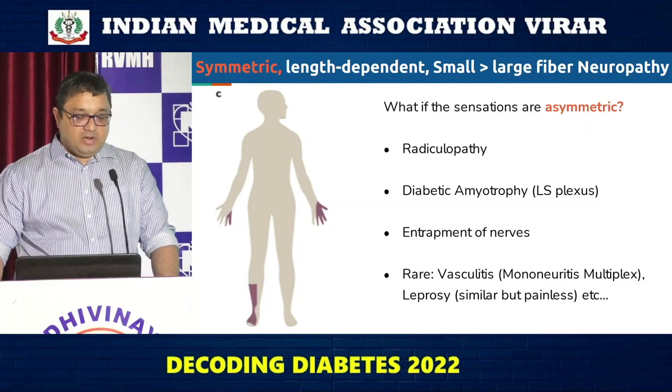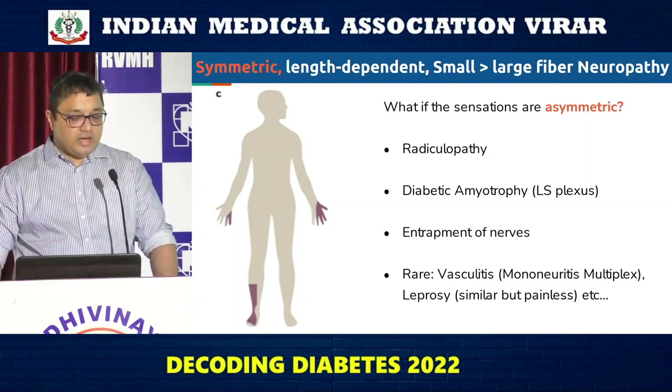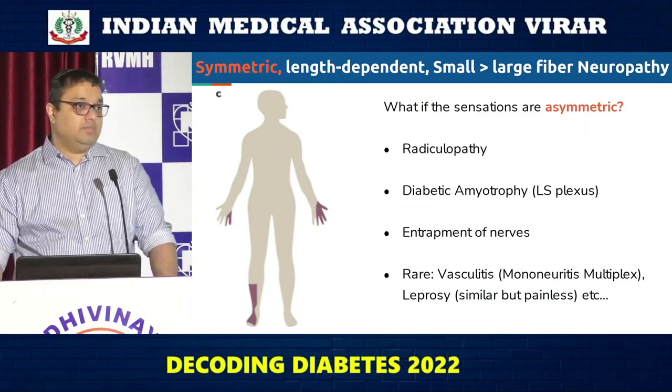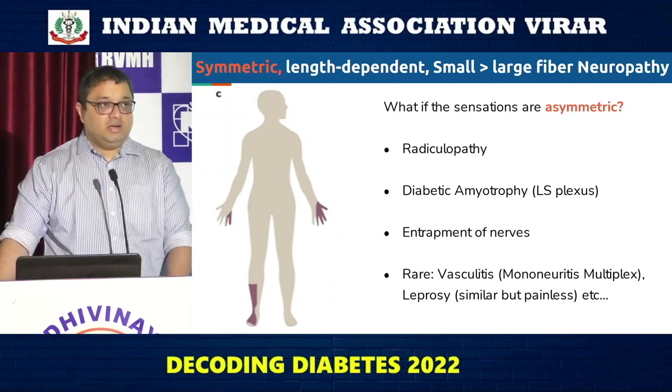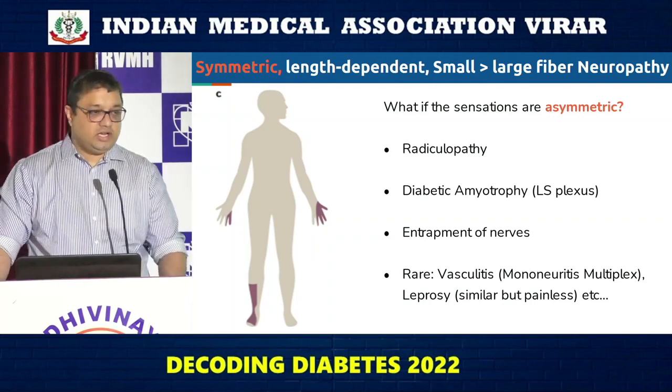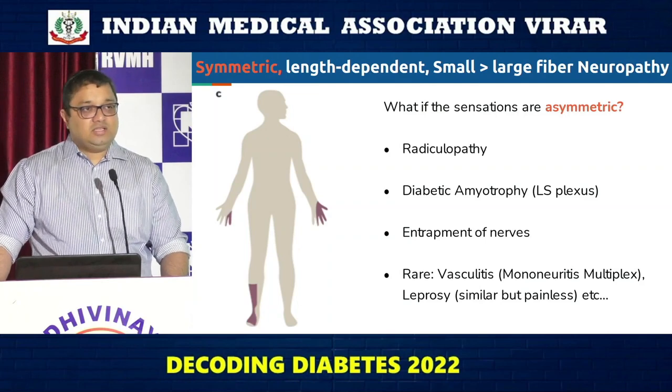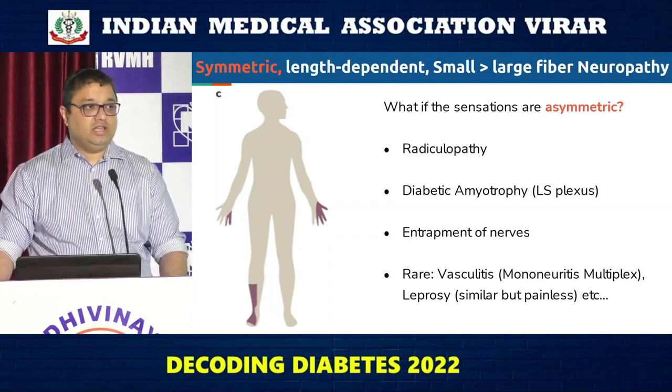The second thing is diabetic amyotrophy, which we'll talk a bit more about, and entrapment of the nerves, which again we'll talk a bit more about. Rarely, diabetes can produce other conditions like mononeuritis multiplex and leprosy. I'll just mention one other rare thing that you will come across every once in a while, quickly.